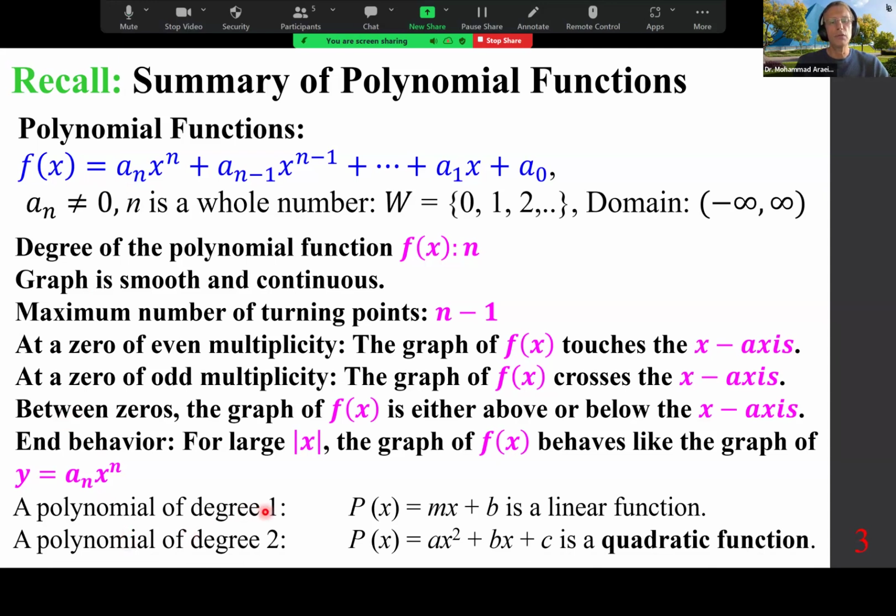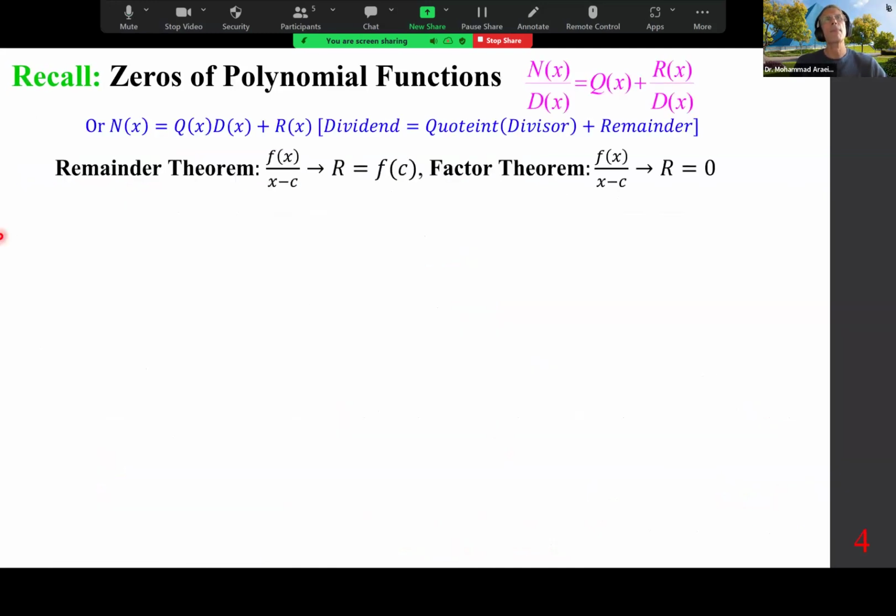A polynomial of degree 1, p of x equals mx plus b, is simply a linear function, y equals mx plus b. A polynomial of degree 2, as an example, p of x equals x squared plus bx plus c, is a quadratic function. As you recall, the vertex is located at x equals minus b over 2a, and if you plug in f of minus b over 2a, it gives you the y coordinate of the vertex.